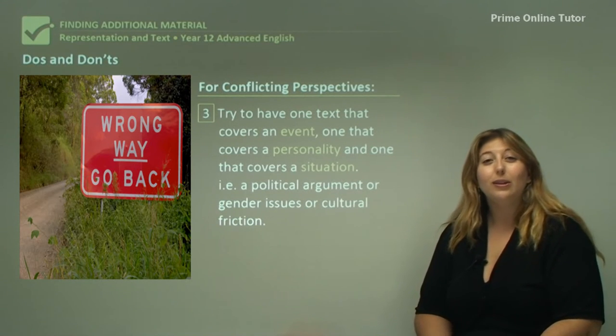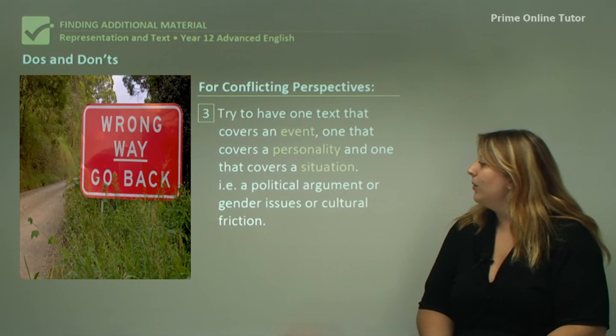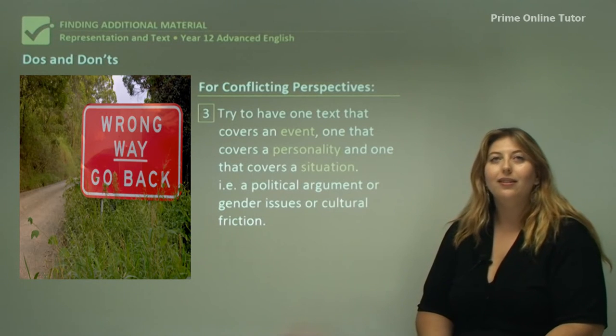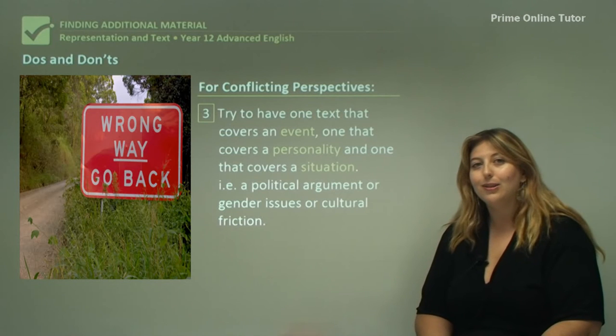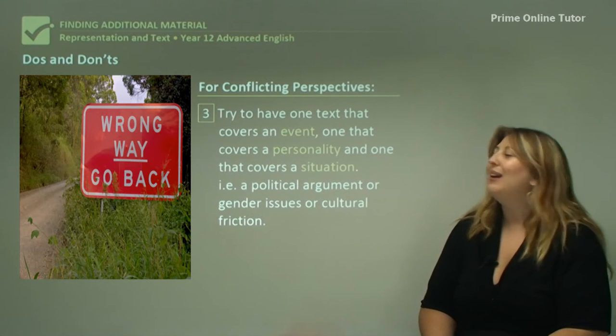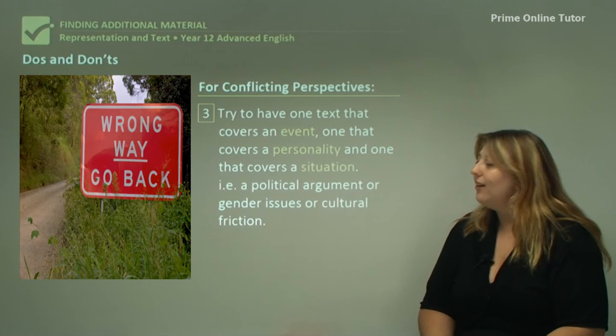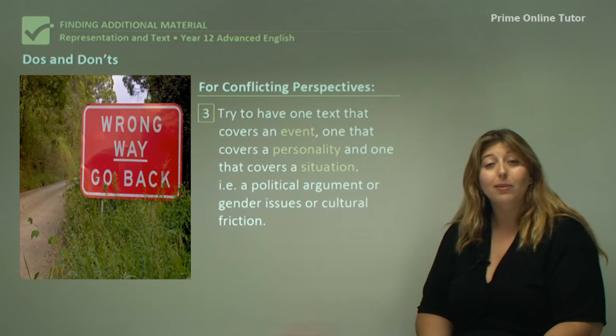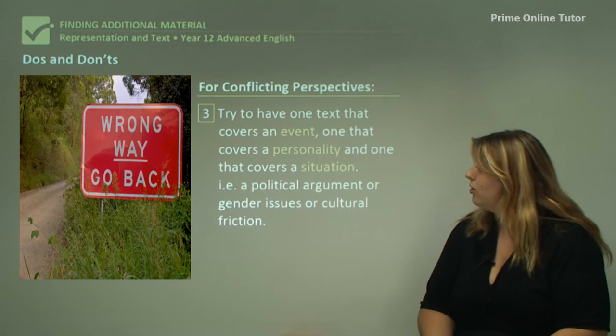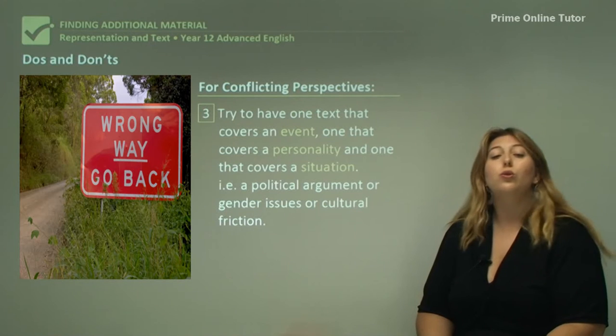A situation is a little bit of a confusing thing. So what does it mean? Well, the best way of thinking of it is anything that's not a personality or an event. But if you want to be a little bit more specific, it's things like a particular argument, or a long-held grudge, or gender issues, or cultural friction.